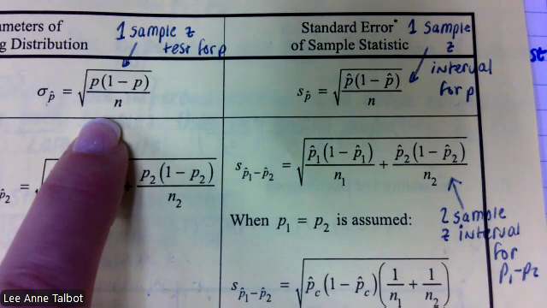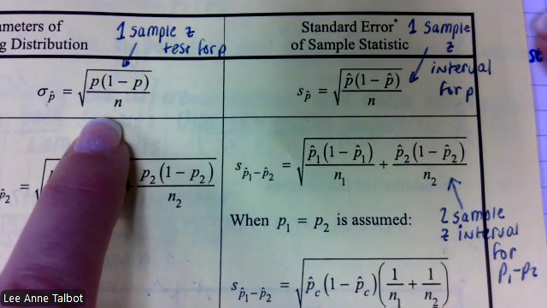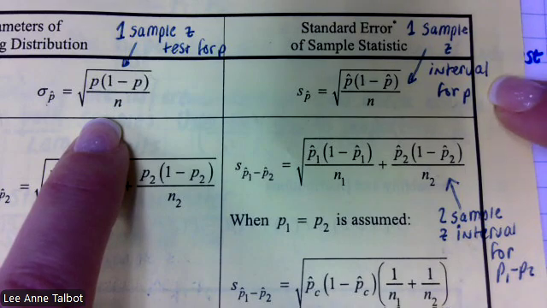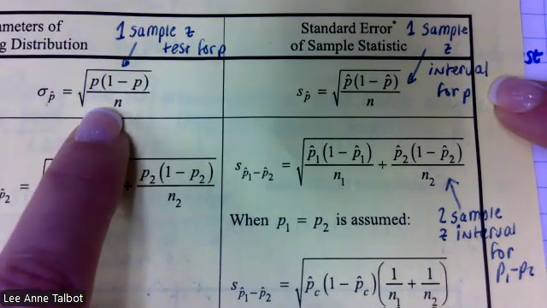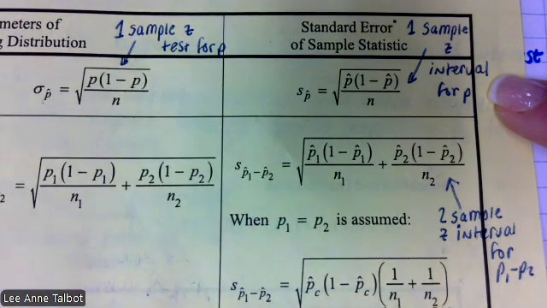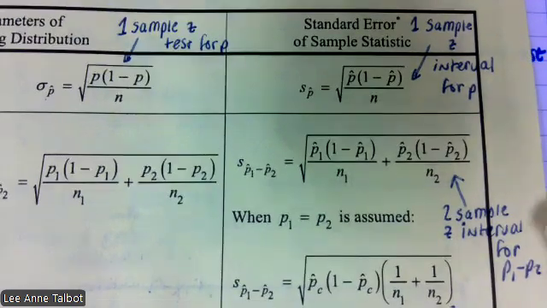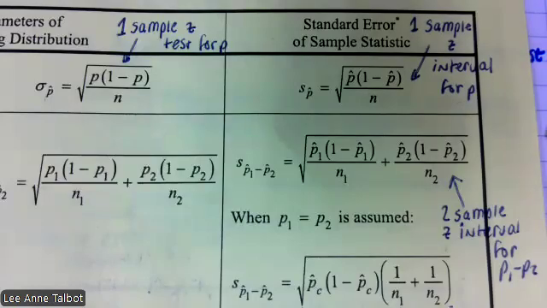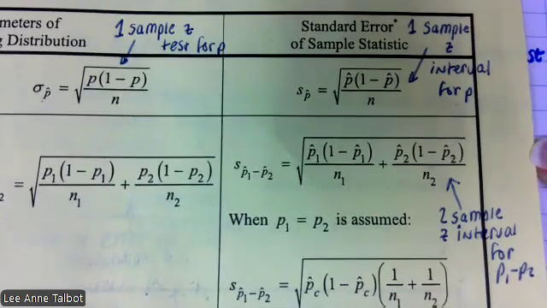And this is the reminder that you use P when you can. This one we use for 1 sample z interval for P. That's chapter 8. This is chapter 9. Okay, and then back to chapter 8 again. This one here is the 2 sample z interval for P1 minus P2.